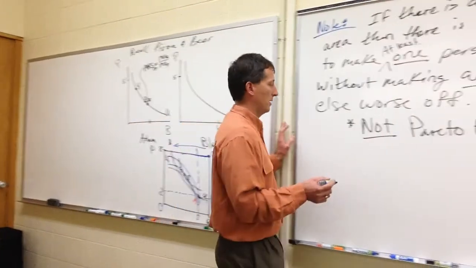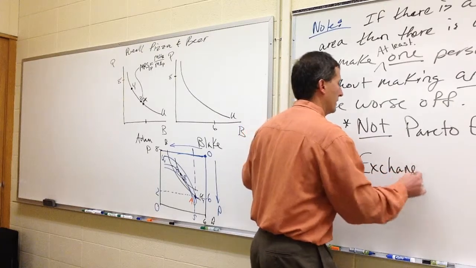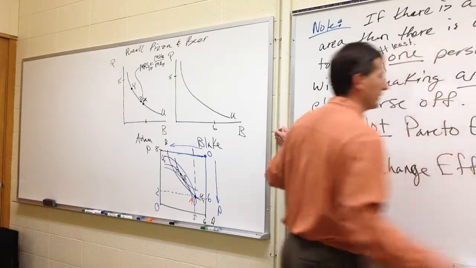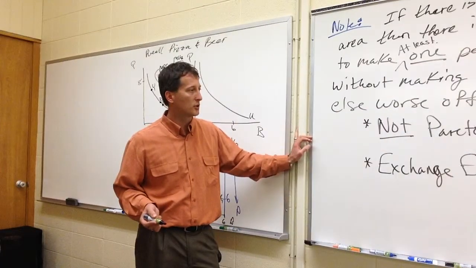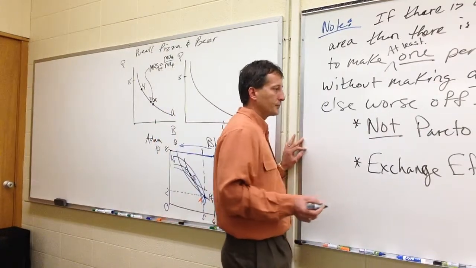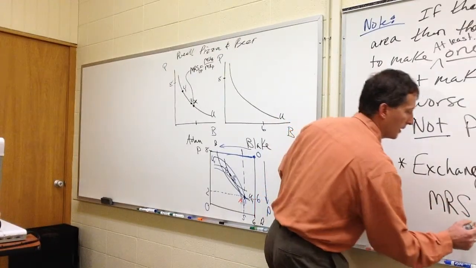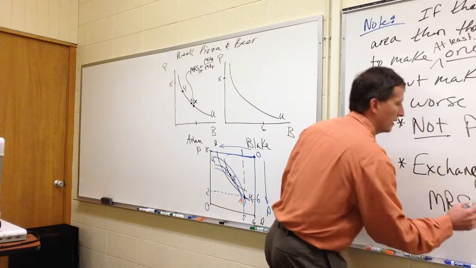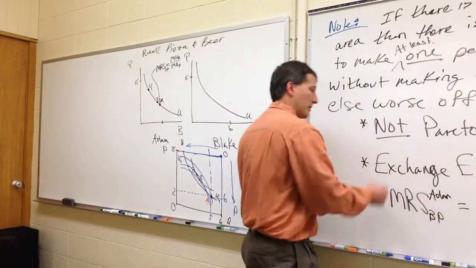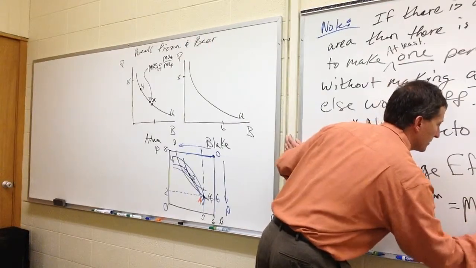All right, and so we call this a special word. It's called exchange efficiency. We're going to talk about three different types of efficiency in this chapter. Exchange efficiency happens when the marginal rates of substitution between two goods of two people, so Adam, I'm just going to go ahead and write Adam here, the marginal rate of substitution of Adam is equal to the marginal rate of substitution of Blake.